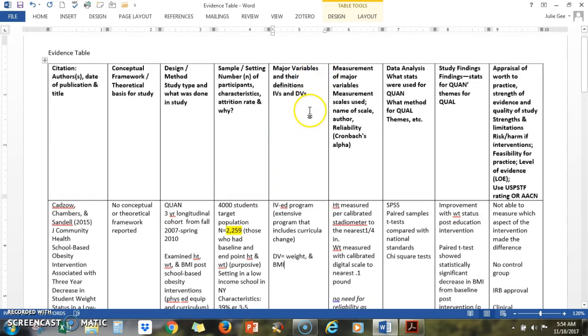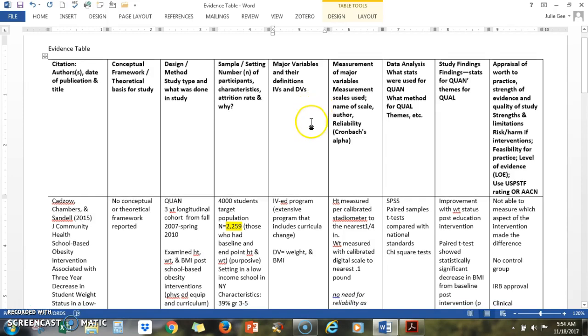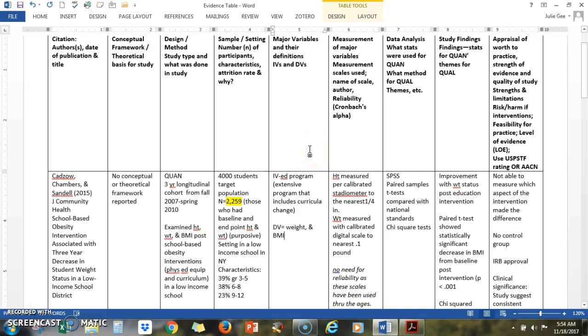Okay, major variables and their definitions. And we want to look at independent variables and dependent variables. Just do the best you can. And again, if you guys have questions, you can always shoot them over. But we know the independent variable was the education program. That was the intervention. The definition, as I just explained, looked at curriculum and all that type of thing. And our outcome variables were weight and BMI. The reason I know that is because this education program is the intervention, or it's the variable we're going to manipulate to see if it has an outcome on weight and BMI.